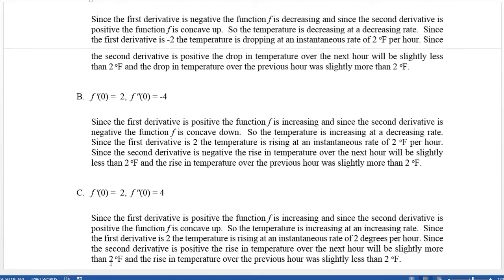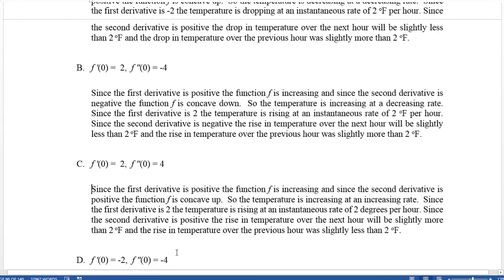So that says that it's going to increase a little more than 2 degrees the next hour. So the first hour is going to go up around 2 degrees Fahrenheit, and then the next hour from that, it's going to go up a little bit more than 2 degrees. So getting hotter, increasing at an increasing rate. Okay, how about this one?